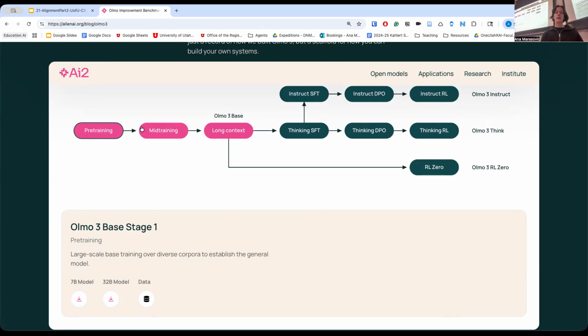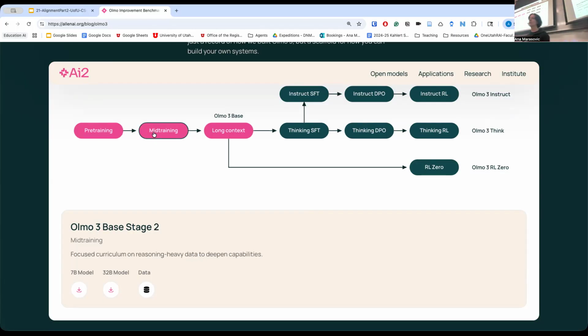But then there is that curriculum that we have mentioned. So they are referring to this final stage of pre-training with unlabeled data, where you change the source of the data to be targeted to something. They refer to it as mid-training. It's nothing different than pre-training. You still have language modeling objectives, still unlabeled data, still predicting the next token. The only thing that has changed, and I will read it here: focused curriculum of reasoning-heavy data to deepen capabilities.